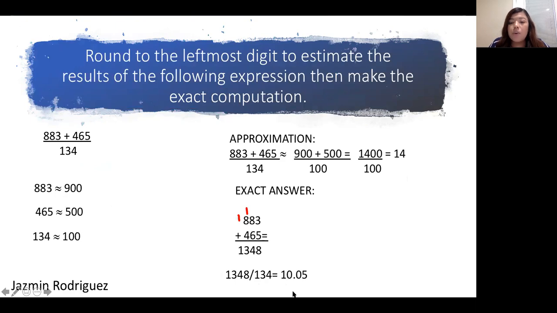And when we do that, we get about 10.05. So our estimate is going to be 14, and our exact answer is about 10. So the difference is about four digits there.